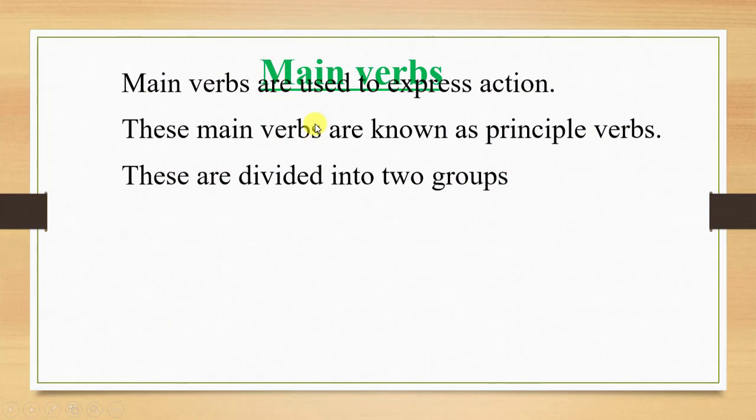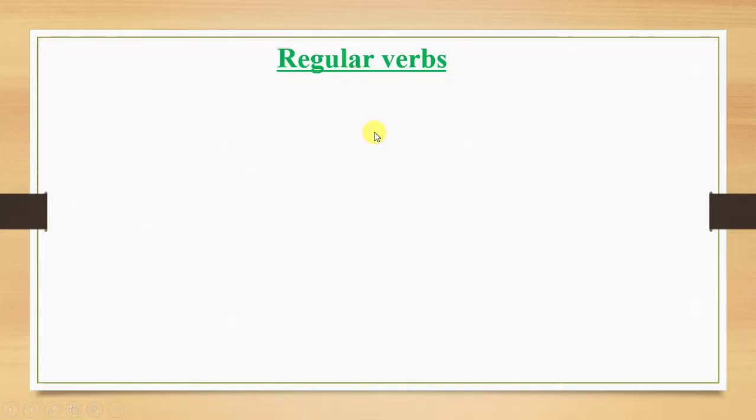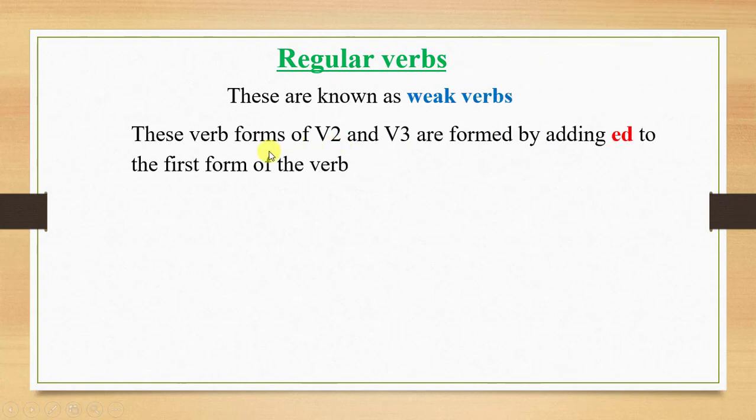What are main verbs? Main verbs are used to express action. These main verbs are known as principal verbs. These are divided into two groups: regular verbs and irregular verbs. Regular verbs. What are regular verbs? These are known as weak verbs.